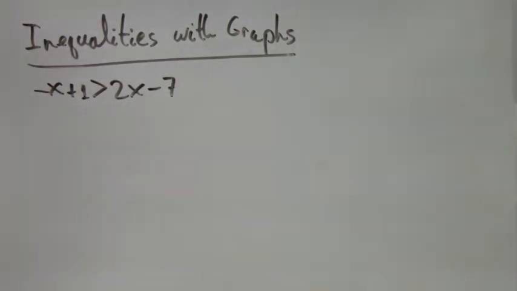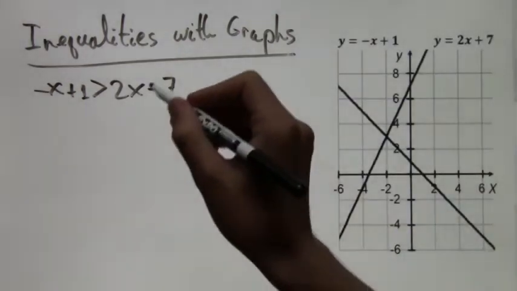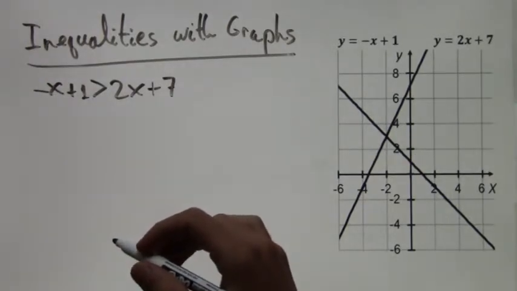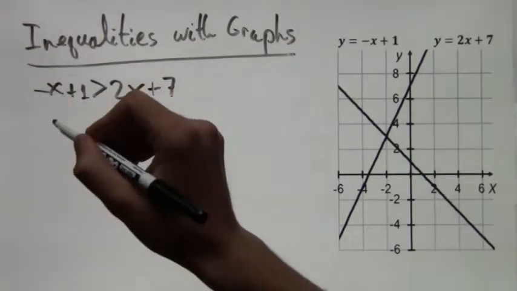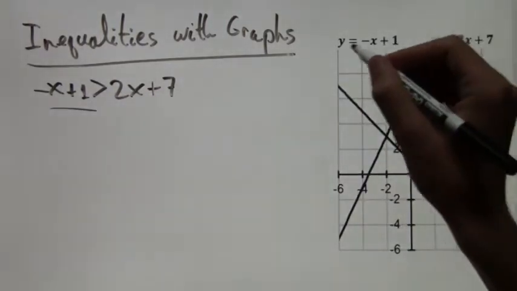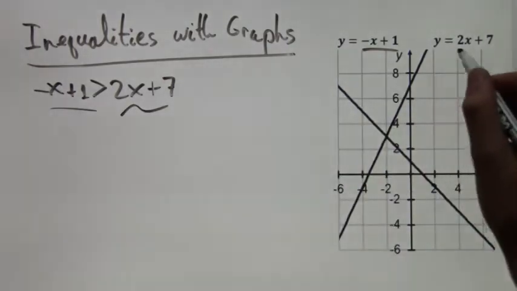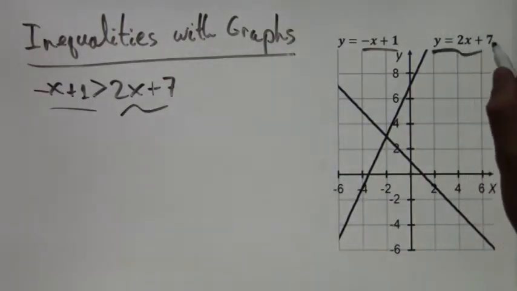So you could solve this using algebra again. But let's say you already have a graph. Oh, and I meant 2x plus 7. And here, in the graph, we have two lines, two linear functions. y equals negative x plus 1, which is the left-hand side, and y equals 2x plus 7, which is the right-hand side.